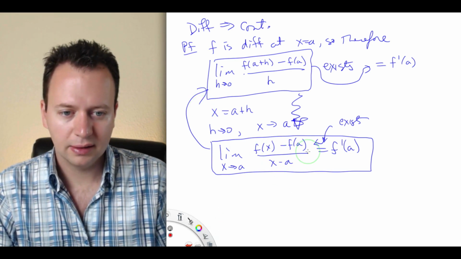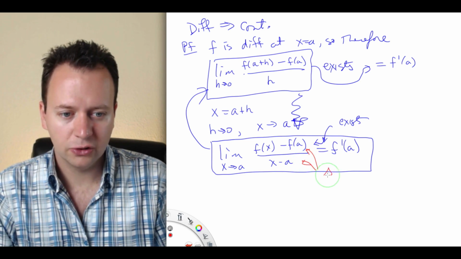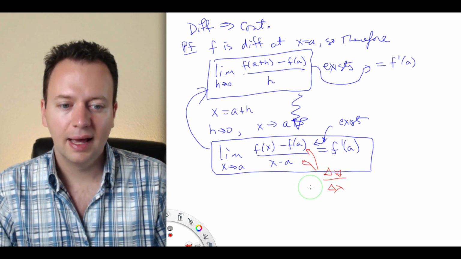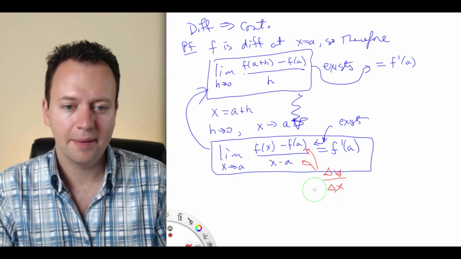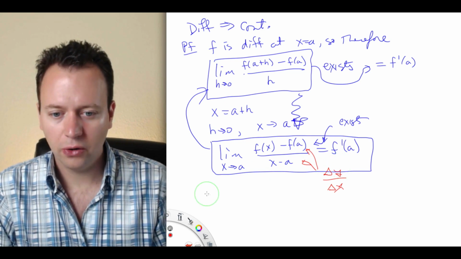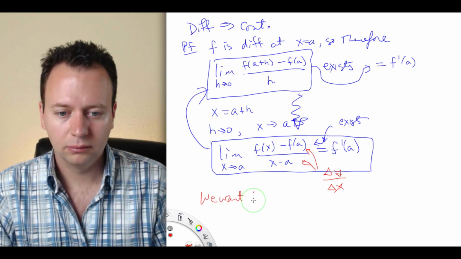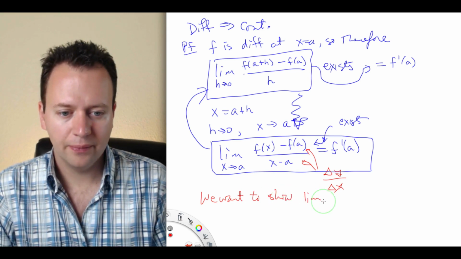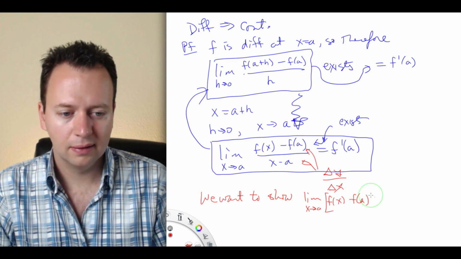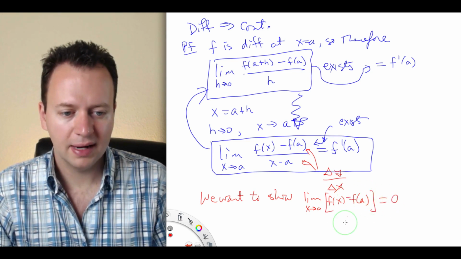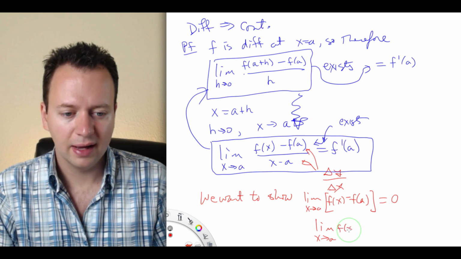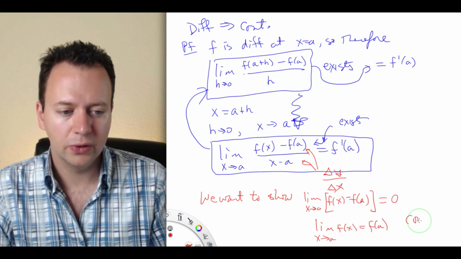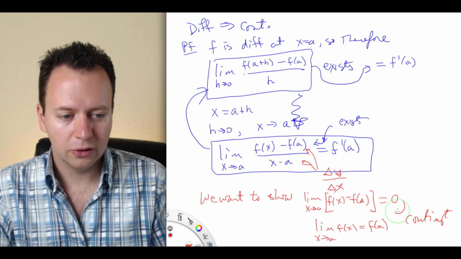This is perhaps more direct. This is just your delta y over delta x, and then take the limit as delta x goes to 0. In other words, take the limit as x is approaching a. From this, we want to show that the limit as x goes to a of f of x minus f of a is equal to 0. That's equivalent to the limit as x goes to a of f of x being equal to f of a. That's the continuity. So these are our two equivalent statements.